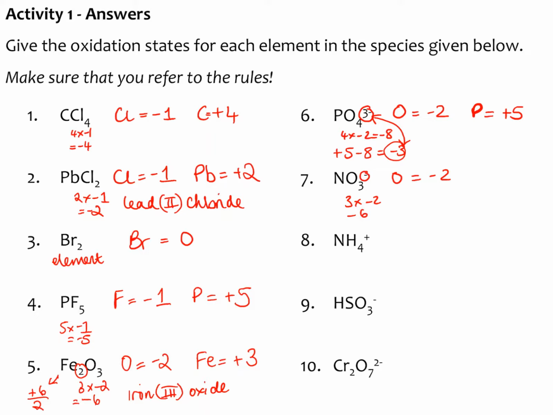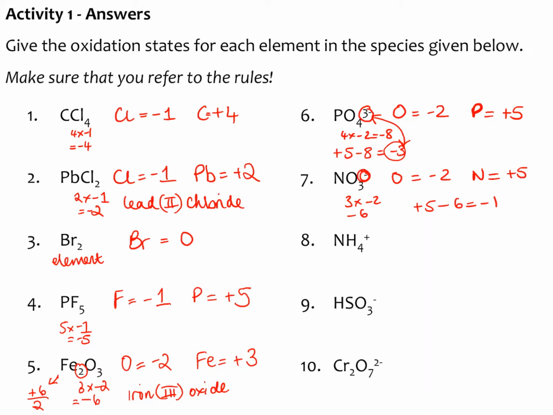For the overall charge to be -1, nitrogen has to be +5. Because the +5 from the nitrogen minus the 6 from the 3 oxygens will equal -1, and that's what we said our charge was.